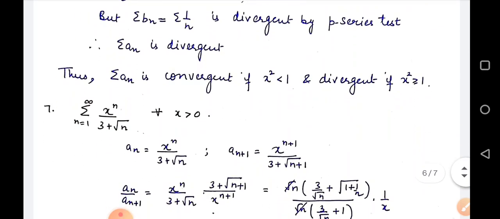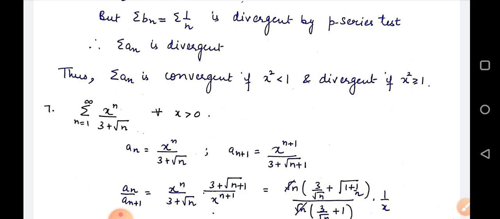नेक्स्ट क्वेश्चन, summation x to the power n upon 3 plus under the root n, for all x which are greater than 0. So it is a positive term series, all x are positive given to you. So an is given already, this is summation an. What is an plus 1?